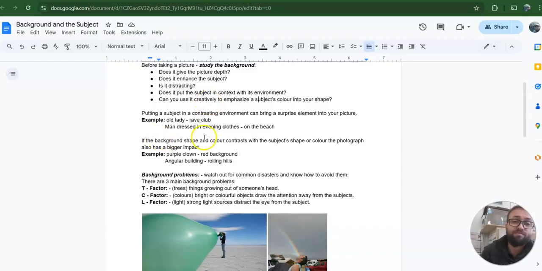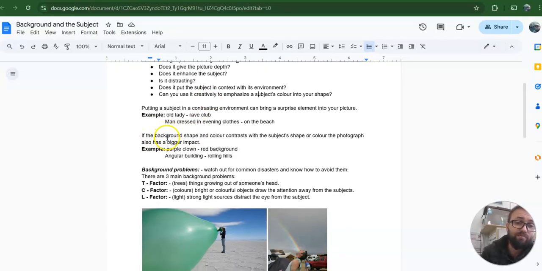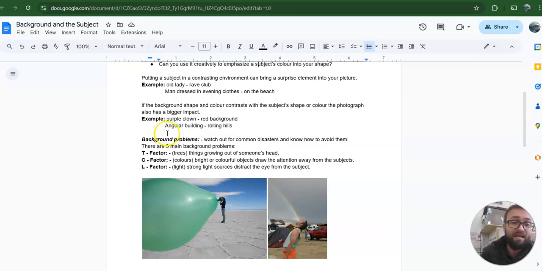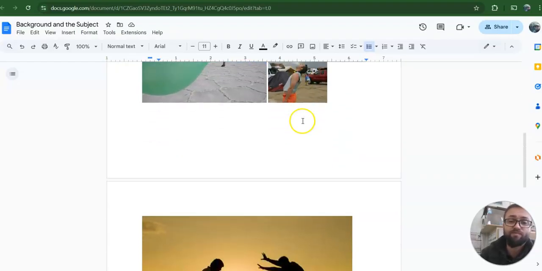So just want to quickly touch on the T, C, and L factors: trees, colors, and lights. Things showing out of someone's head, colors bright and colorful, and then light, strong light sources distract from the eye.